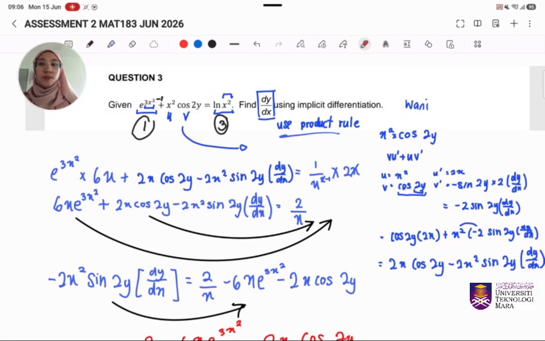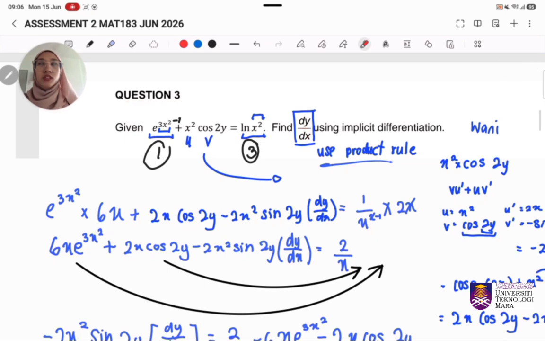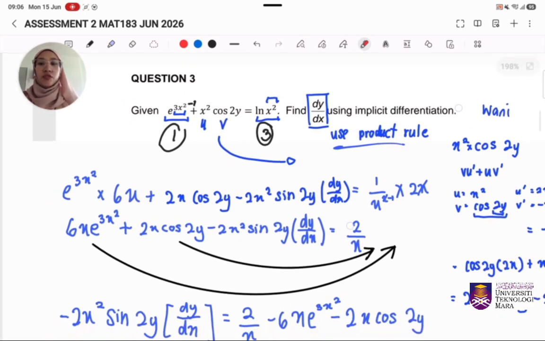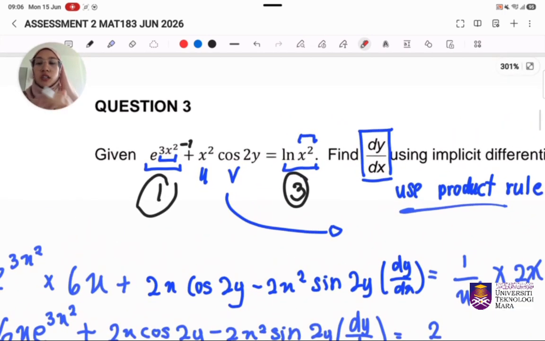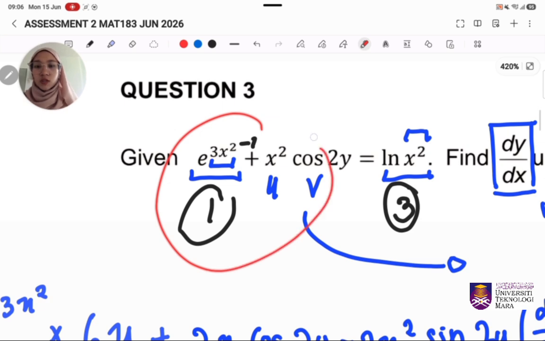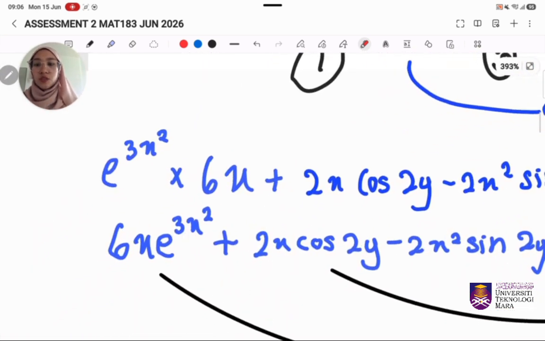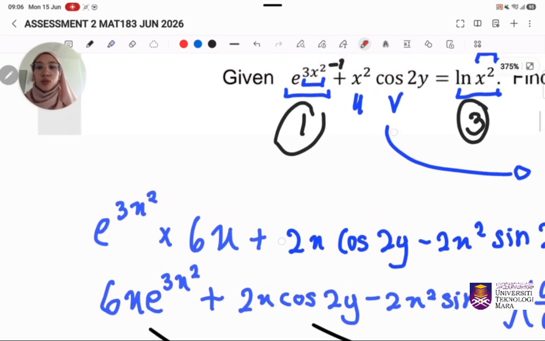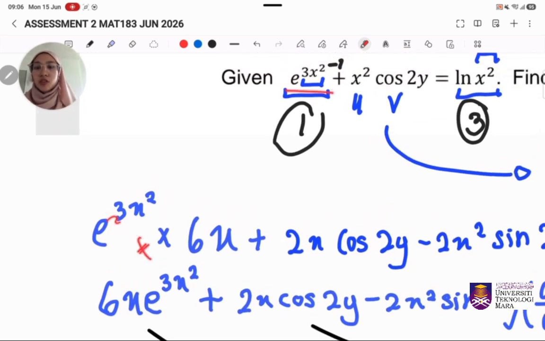So now it's my turn to explain question 3. The question said that we need to find dy/dx using implicit differentiation, which is a technique for differentiation. First we need to differentiate term by term in this whole equation. So this is the first equation, second equation, and third equation. First we differentiate the first equation, which is e to the power of 3x squared. So how do we differentiate an exponent? When we differentiate an exponent, it becomes itself. So just copy. So it becomes e to the power of 3x squared times the derivative of the power.